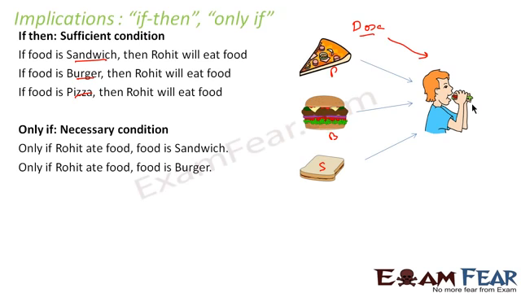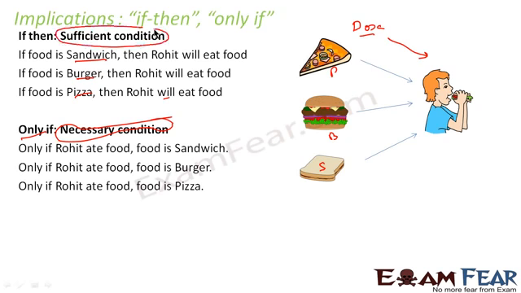Only if Rohit ate food, food is burger. So if you want to find whether food is burger or not, in that case, Rohit eating the food is a necessary condition. If Rohit eats the food, that means the food is burger. If not, then it is not burger for sure. It can be anything else. Only if Rohit ate food, food is pizza. So if Rohit has not eaten food, that means food is not pizza for sure. So here if you see, only if is a necessary condition.